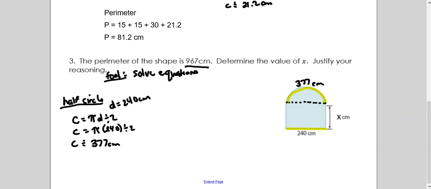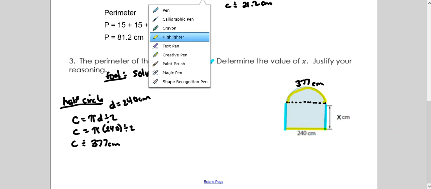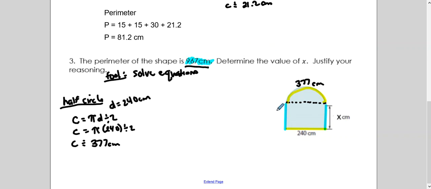So we know from what that piece of information is, we know this piece and we know this piece. So the question now is, if we were using the perimeter is 967, and we're solving for x, well, there's my x. Well, my question to you is, what does this other side have to be? Hopefully you said that has to be x as well, because it looks like it's going straight up.